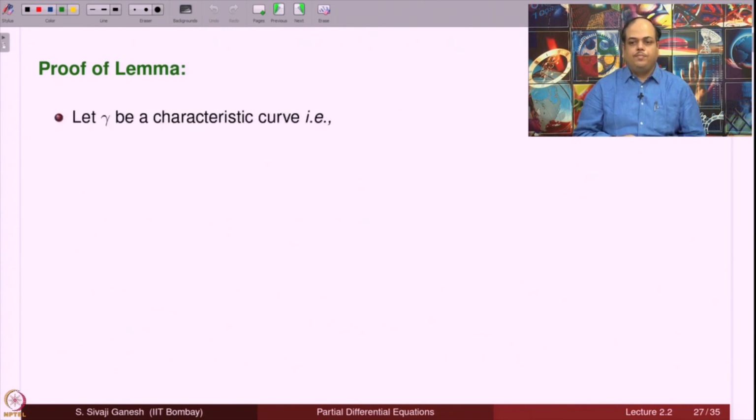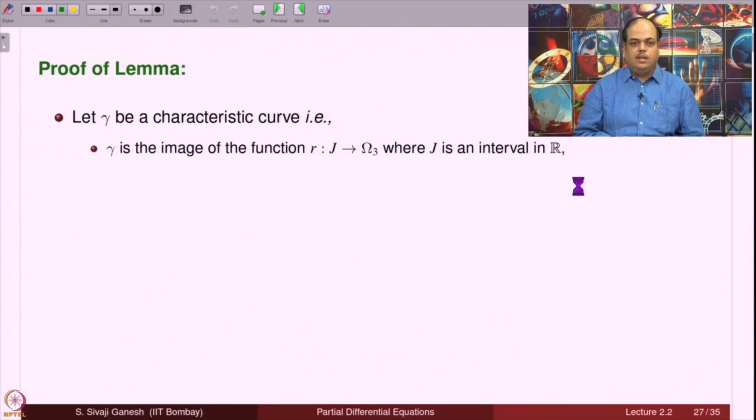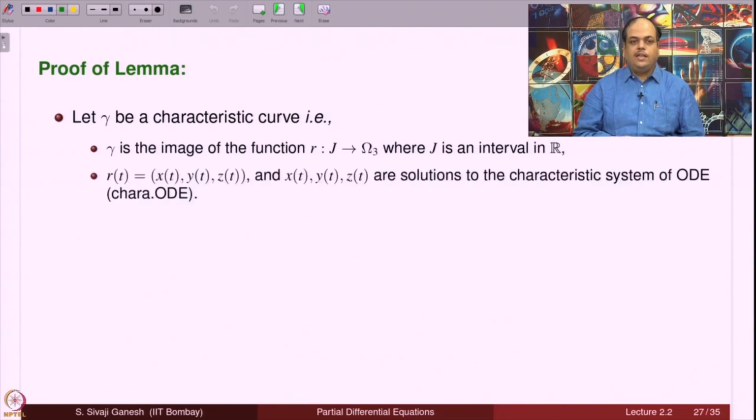So, proof of the lemma. Let gamma be a characteristic curve. That means first of all it is the image of a function. Because it is sitting in Omega in R^3, there are 3 components, let us write r(t) equal to (x(t), y(t), z(t)), and x(t), y(t), z(t) are solutions to the characteristic system of ODE. Let phi be a reparameterization of gamma given to us, J tilde is given, such that this phi is a diffeomorphism.